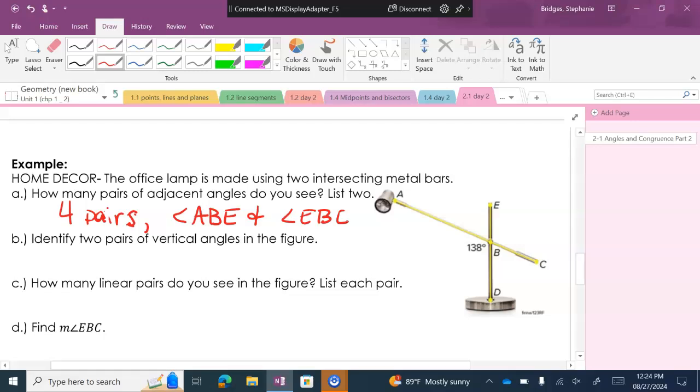Name one pair of vertical angles in that picture. Write it down for question B. It says to name 2, but I want you to name 1. Vertical angles. Well, we have the angle, not the points. You're looking at it specifically at points. It's like these two and those two.